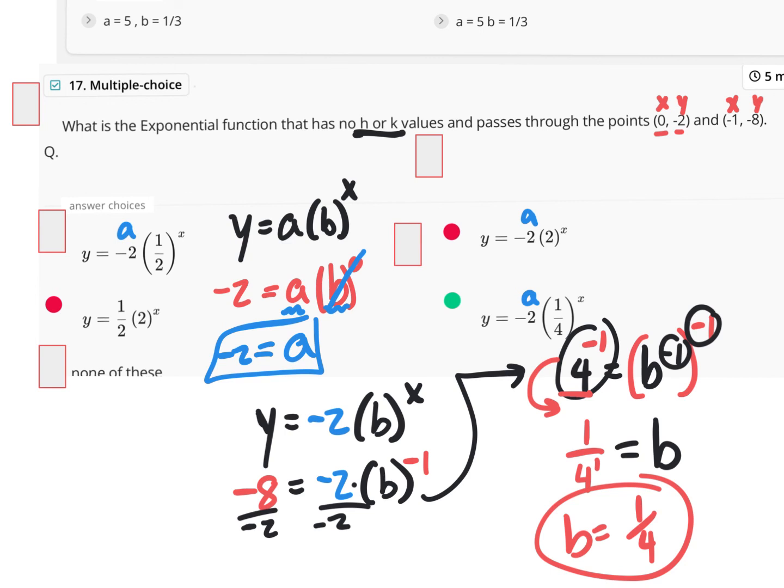There you go. So you could have gone and just tested plugging in x and y into all of them to see which one works, both of these points and both points in each equation. But this is the actual way to solve it, getting your actual a and b value.